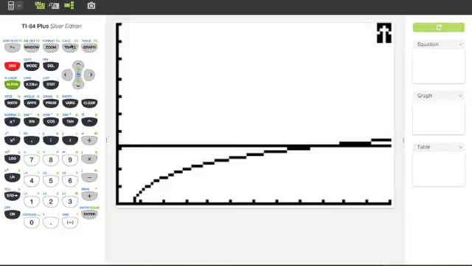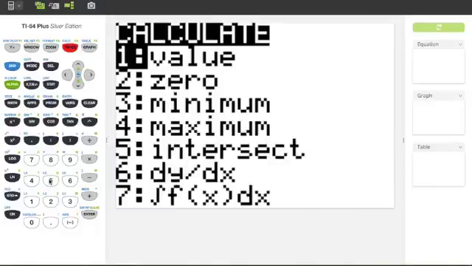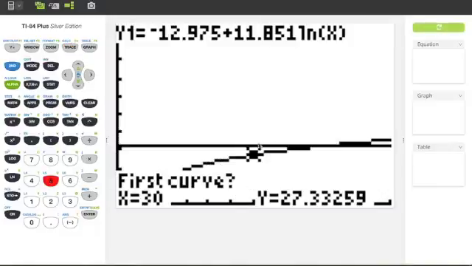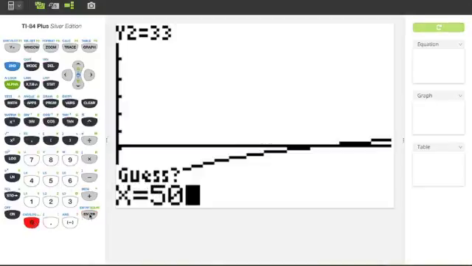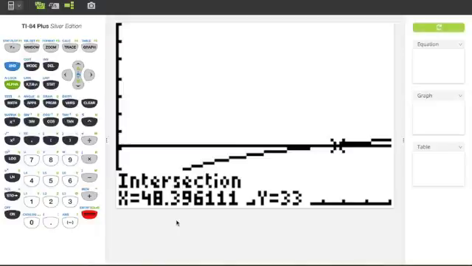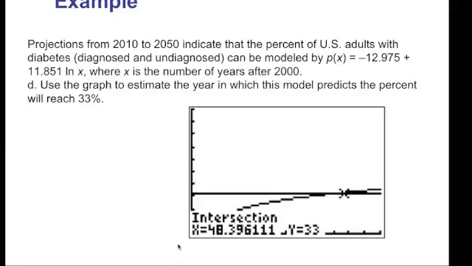So let's find second calc. We want the intersection. Okay, this time x equals 30 is not quite there, so I'm going to guess 50. We'll find out it's 48.396. This is where they intersect, and we notice that we used this from 0 to 60, and this was 0 to 100 because it was a percent.